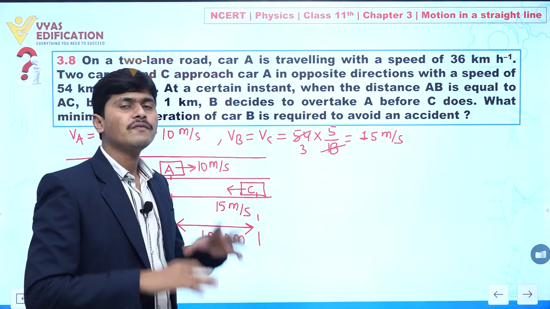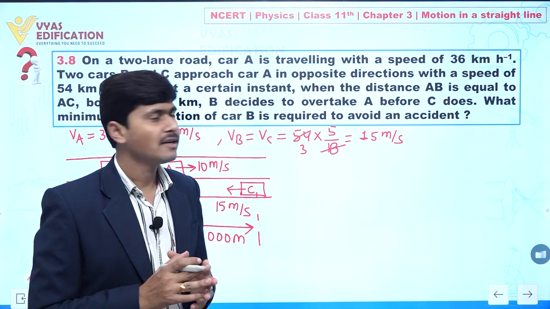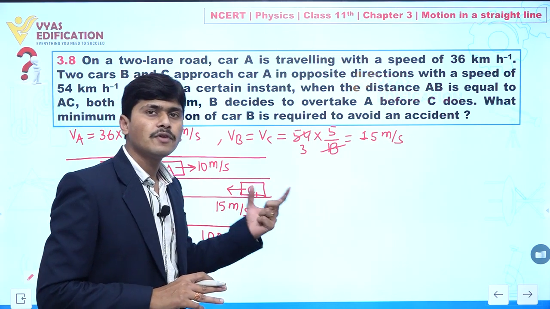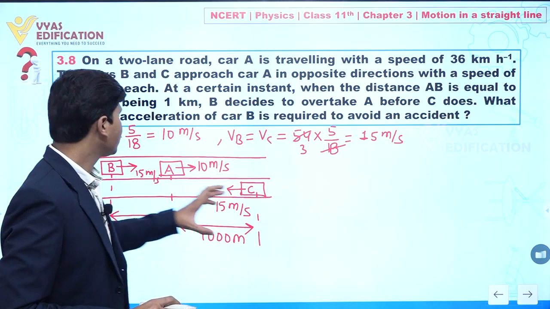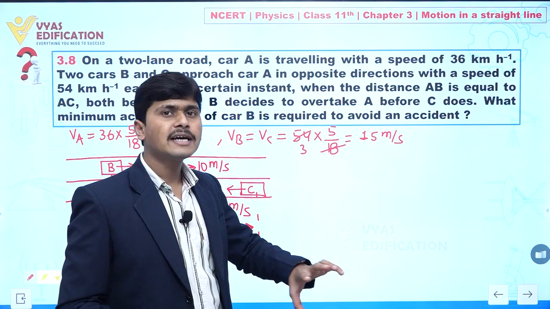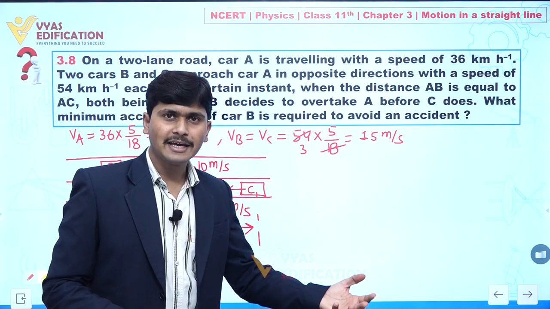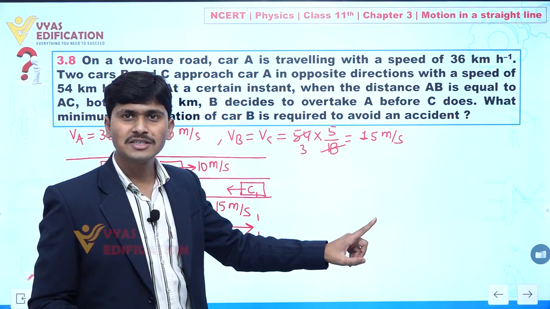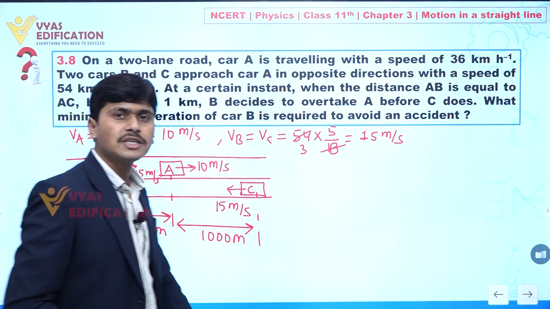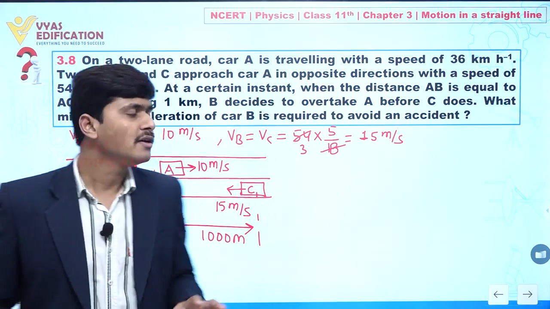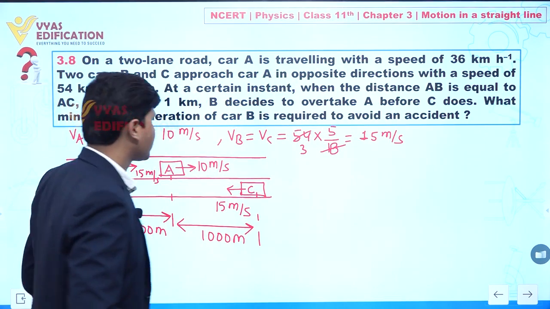So if we want to avoid an accident, first we will calculate in what time car C reaches A. If car B wants to overtake car A, it has to overtake car A before that time, yes or no? So our objective in this question is to calculate the minimum acceleration. So first we will find the relative velocity of C with respect to A.